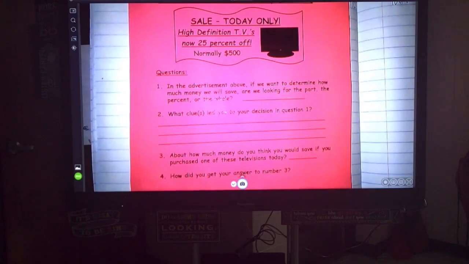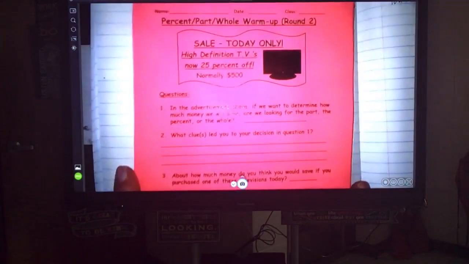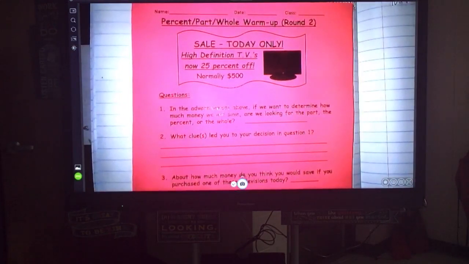All right, go ahead and have a seat. So now we are getting into the percent part, where we're going to learn how to find the percent, the part, and the whole of each one of those. All right, so it says the sale for today is high definition TVs, now 25% off, normally $500.